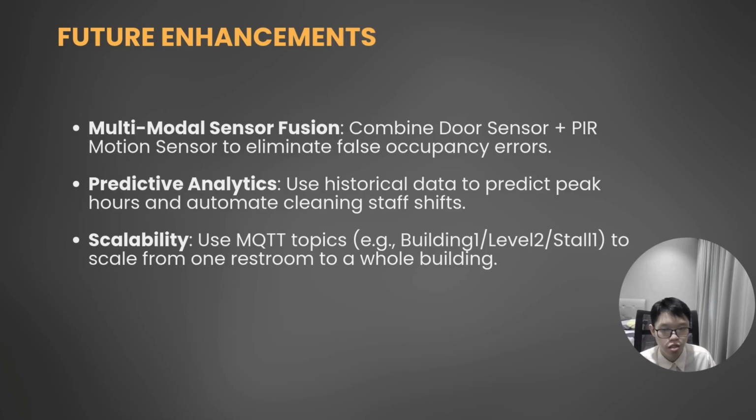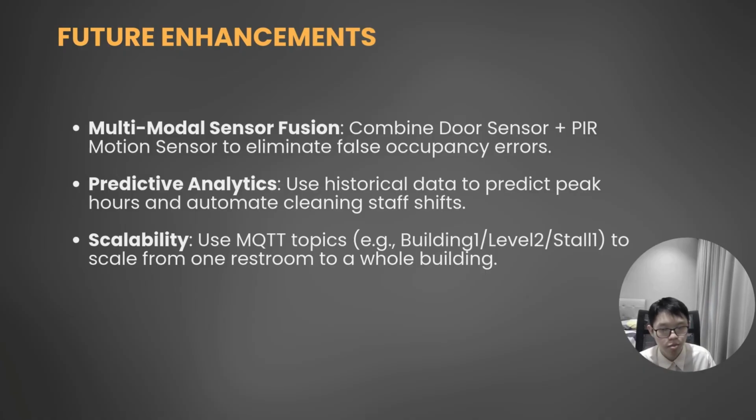Second, predictive analytics. Currently, our system shows only real-time status. So in the future, we want to use the stall's historical data to predict trends. For example, if the data shows that the restroom is busiest from 1 p.m. to 6 p.m., then the system can automatically assign cleaning staff schedules for other times. This can optimize the resource allocation for staff.